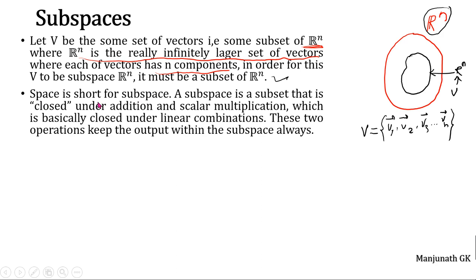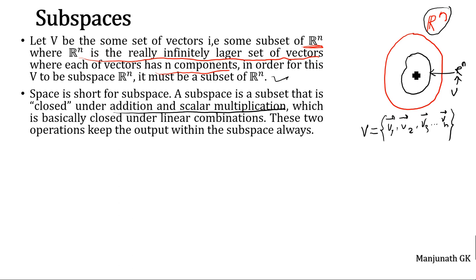All right. Space is also known as a subspace. Either you can use space or subspace, one and the same in general. All right. A subspace is a subset that is closed under scalar multiplication and addition. It should be an important definition here, which is basically closed under linear combinations. These two operations keep output within the subspace always. The meaning of it is a subset of the space Rn.